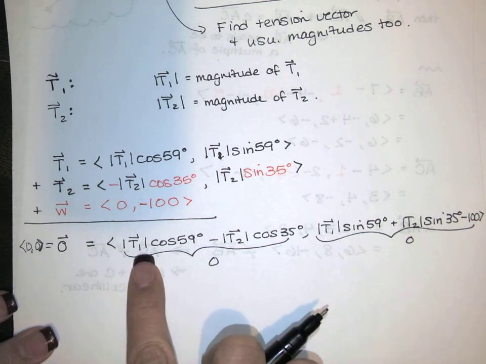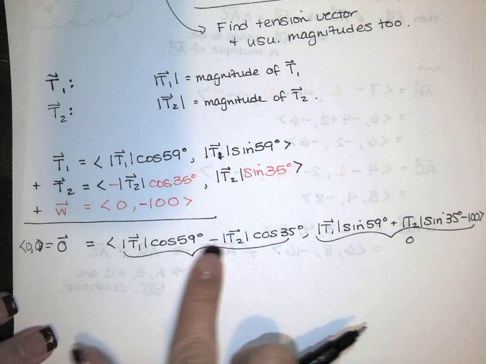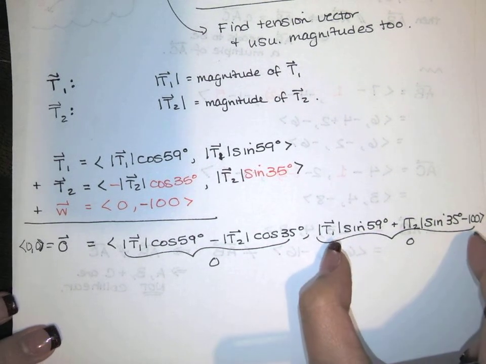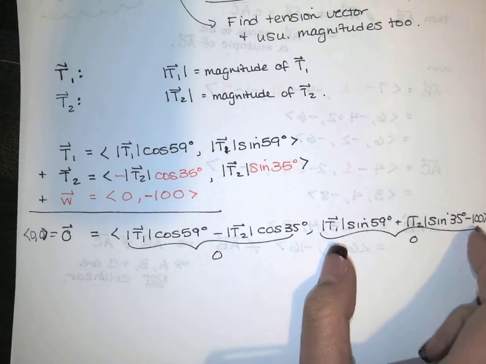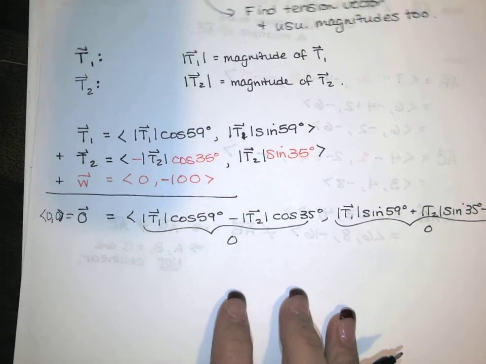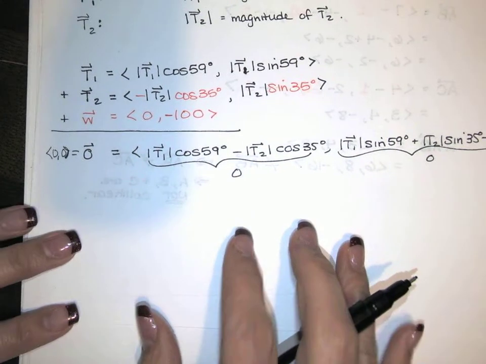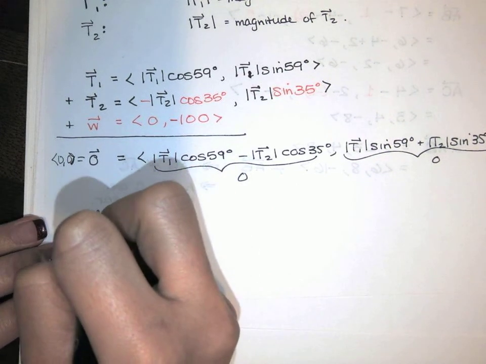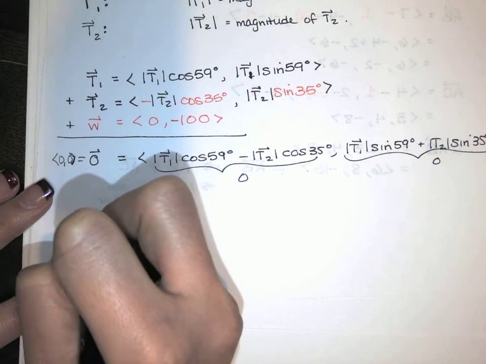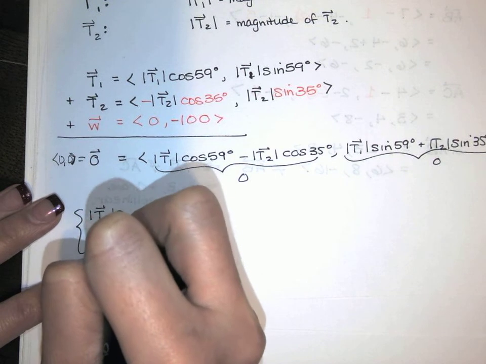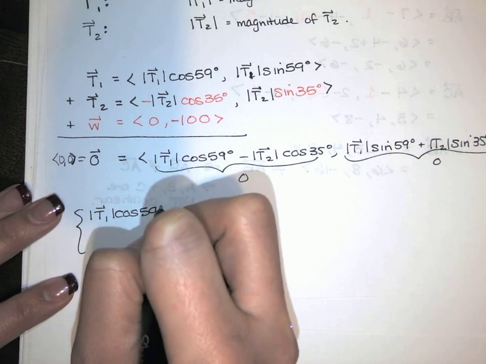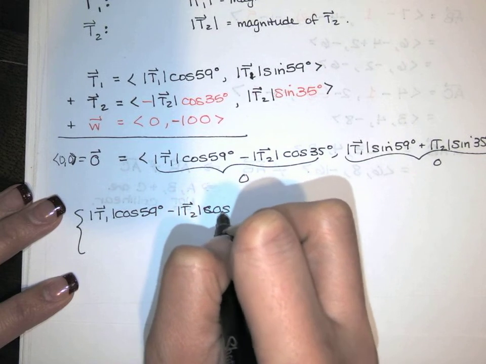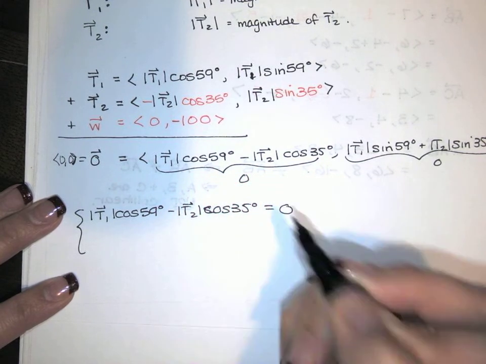I can figure out what T1 is in terms of T2. And once I know that, I can substitute that in over here, and I can solve this one for just a single variable. So it's actually pretty simple from here. It only looks worse because of the trig functions and all the magnitudes and the vector symbols, but it's actually very, very easy. We've got two equations and two unknowns. Sum of forces in the x direction, and sum of forces in the y direction.